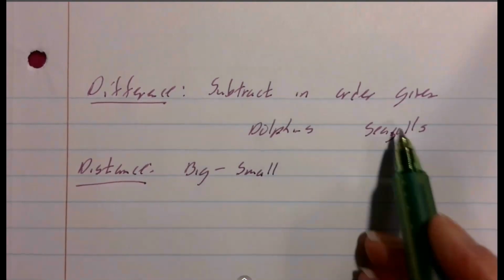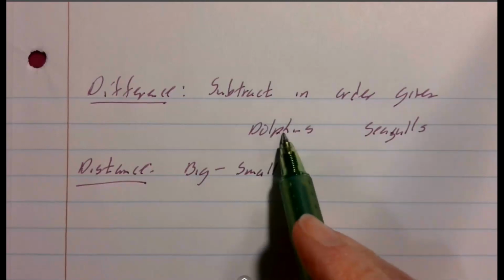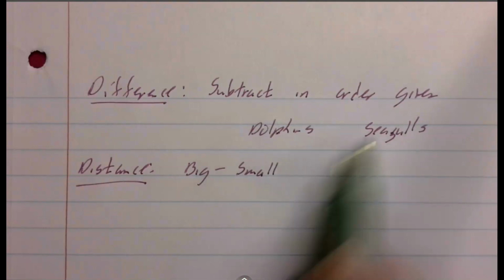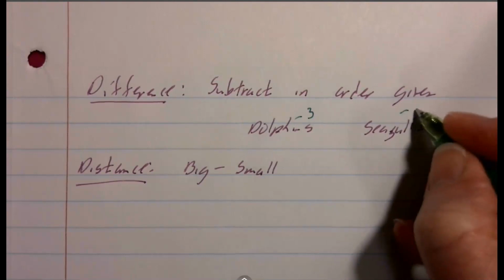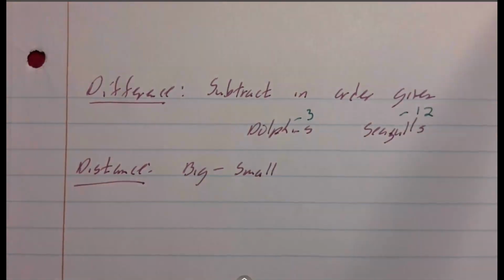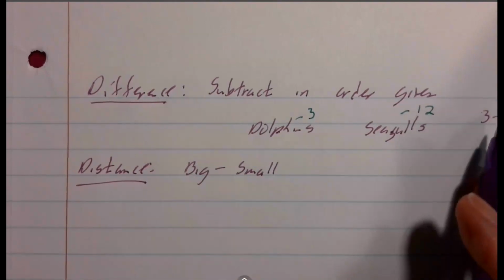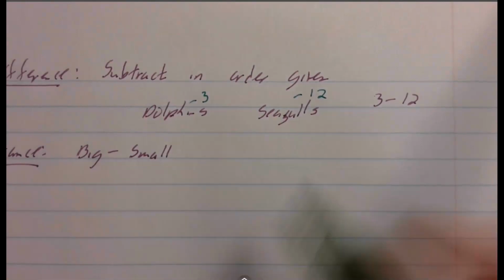So in this situation, seagulls is going to be a bigger number, so I'm going to take whatever the number is for the seagulls and subtract the dolphins. I have to go the big number minus the small number. Difference, I subtract in the order given. Okay, so let's say that this is -3 and this is 12. Then I would take 3 minus 12 for difference. With distance, I would take the bigger number.